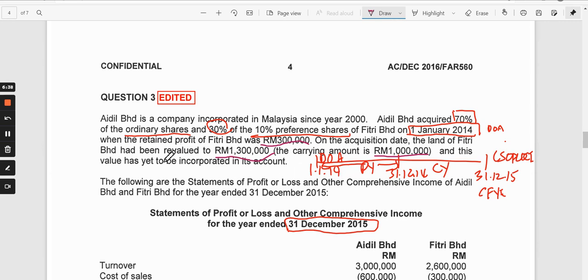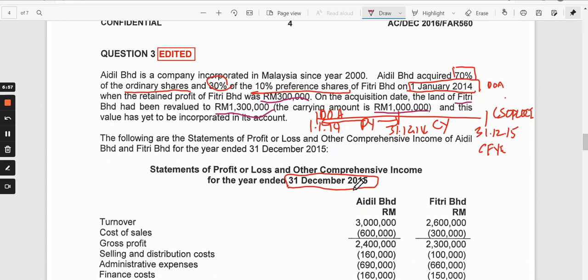You need to also check if the other comprehensive income here, does it happen also in the current period. One more important thing is that you need to also know whose assets are being revalued. Is it the parent or is it of the subsidiary? In our case here is the one of subsidiary, Fitri.